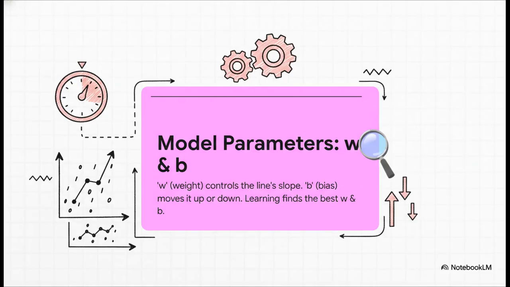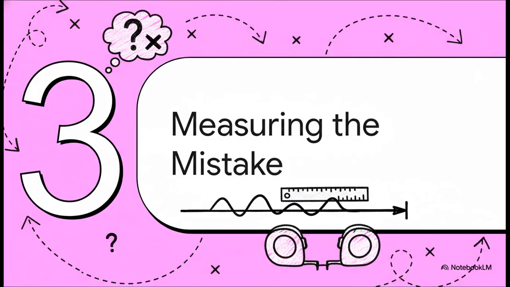The best way to think about W and B is like they're two little control dials on the machine. W is the weight, and that changes the slope, or how steep the line is. B is the bias, and that just moves the whole line up or down. So this entire complicated-sounding process of learning is really just the machine trying to figure out the absolute best settings for these two simple dials. That's it.